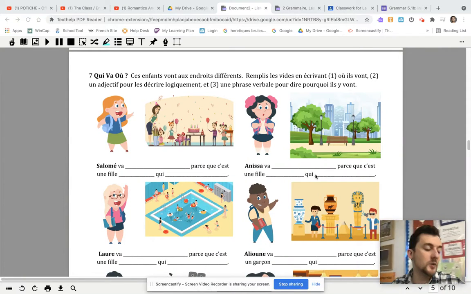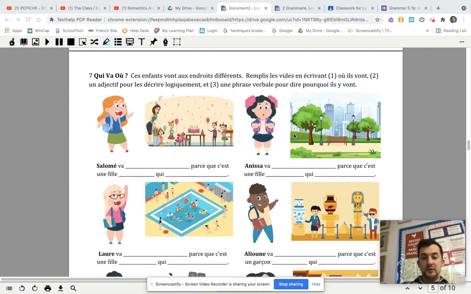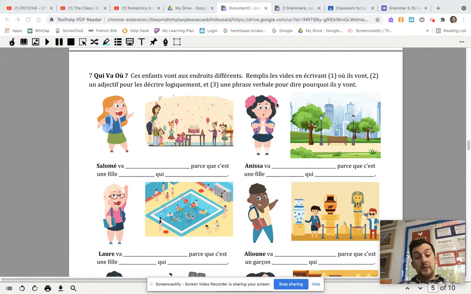Bonjour. We're going to look at activities in Liste 5.1, and we're going to start with exercise 7, Qui va où? It says, Ces enfants vont aux endroits différents. These children are going to different places. Remplis les vides, fill in the blanks, en écrivant où ils vont, where they're going, an adjectif pour les décrire logiquement, an adjective to describe them logically, et une phrase verbale pour dire pourquoi ils y vont, and a verb phrase to say why they're going.